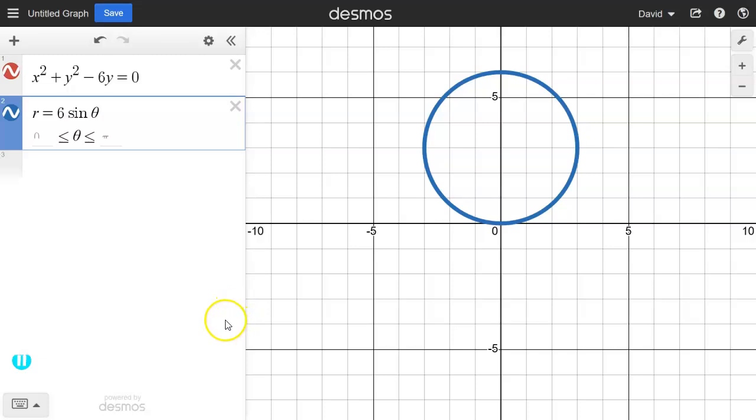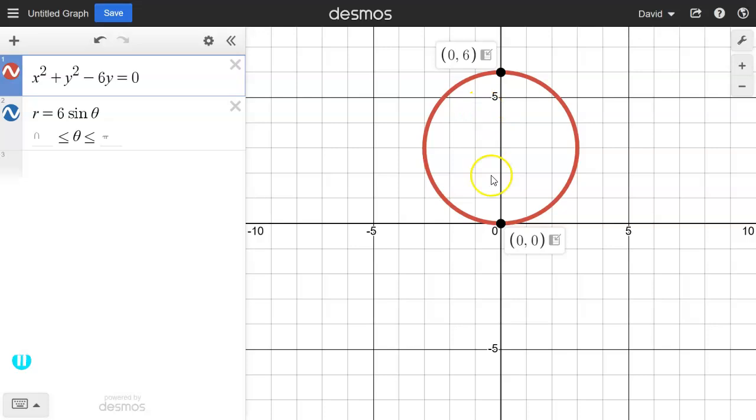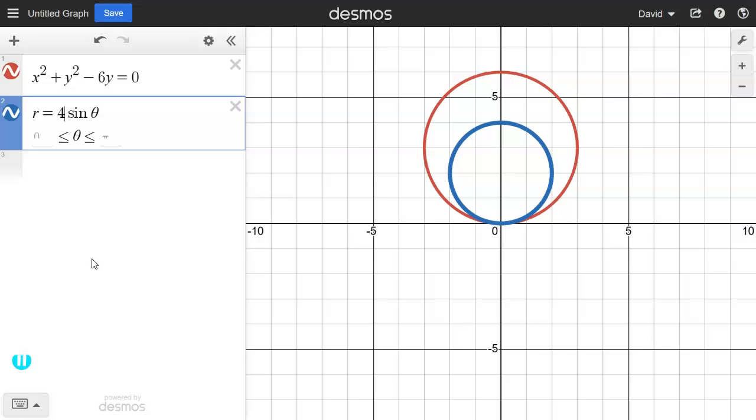Just like that. And you'll notice that here and here, the diameter is 6. That happens to correspond to that 6. So if I made that 4, you notice the diameter is 4. And 6. And you'll notice that it's sine and it's on the y-axis. It's always the vertical axis.